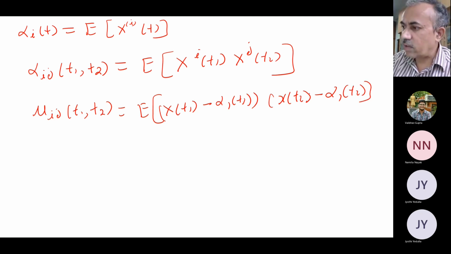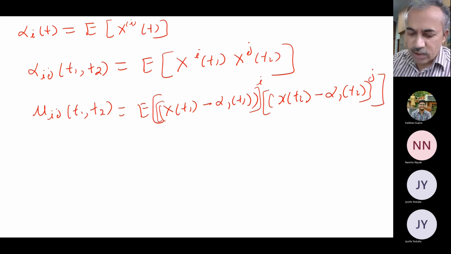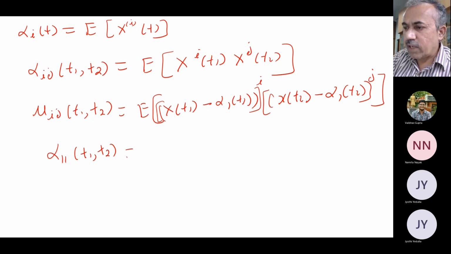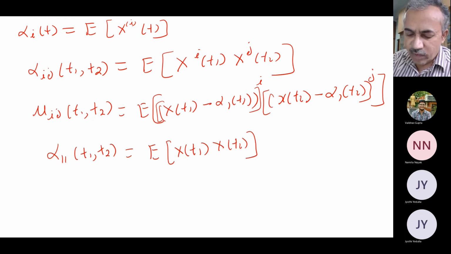Okay, so this j, this is the I. These are the exponents. So this second order ensemble we can find out. So now alpha 1 1, say, t1 comma t2, this becomes the expected value of x of t1 and then x of t2. So this is what we call this one.